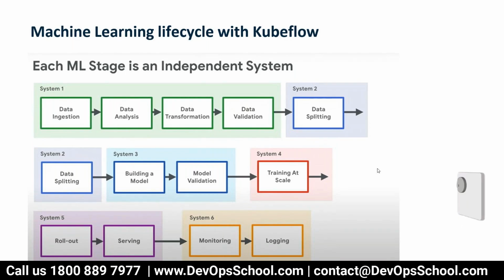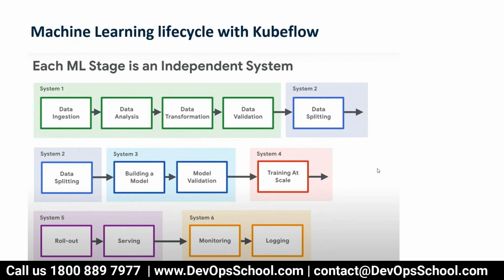There's another tool for it. Then there is another tool for data transformation. Then there is another tool for data validation. Then there is another tool for data splitting, and then building a model, validation, training at scale, rollout, serving. Serving means deployment to production, and then monitoring and logging after production.